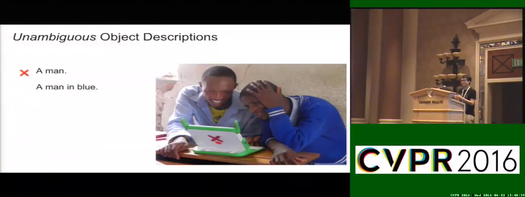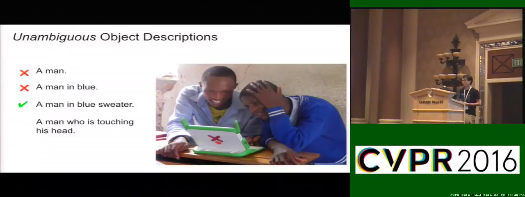Yeah, so we can add more details. A man in blue. Still no one? Okay. So what about a man in blue sweater? Yeah, I see somebody nodding his head. So actually there is just one man wearing a sweater, so we know that it should be the man on the right. Okay, what about a man who is touching his head? Okay, more people were nodding their heads, so this one should be a good description and it's unambiguous.